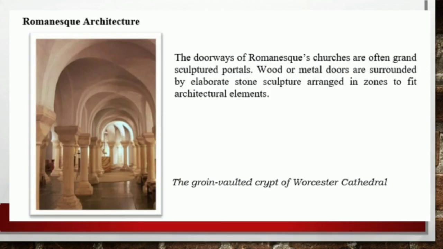Next, Romanesque architecture. The doorways of Romanesque churches are often grand sculpture portals. Wood or metal doors are surrounded by elaborated stone sculpture arranged in zones to fit architectural elements. This is the groin-vaulted crypt of Worcester Cathedral.